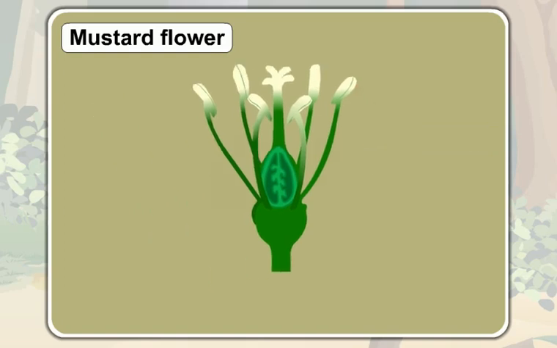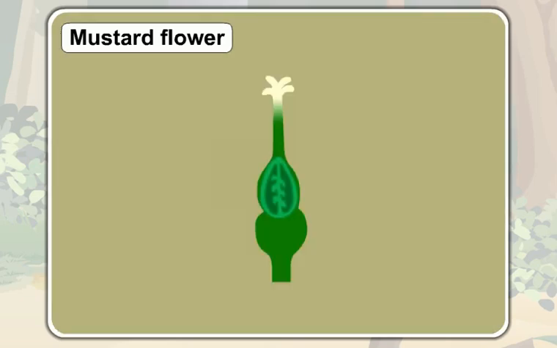Now let us remove the androecium of the mustard flower. The structure we see now is the innermost layer of the flower. It is the gynoecium. A single unit of the gynoecium is called a pistil. A pistil is also known as a carpel.